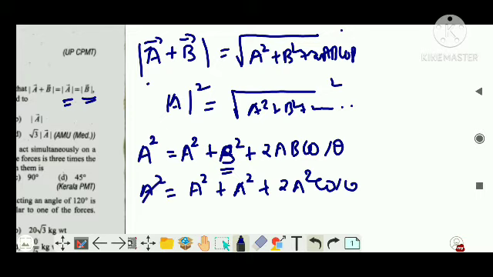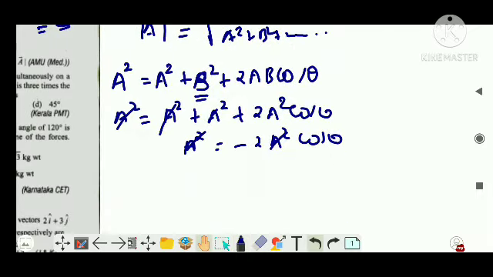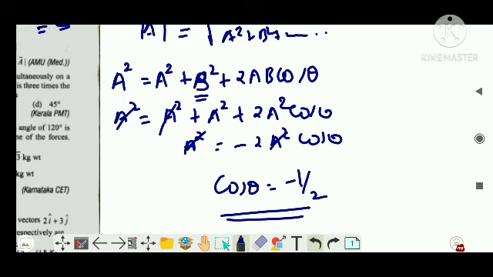So one a squared can go over that side and cancel out, so that a squared is equal to minus 2a squared cos theta. Now this a squared cancels out, right? So I will get cos theta is equal to minus 1 by 2, right? Clear? And what is cos inverse minus 1 by 2? It is 120 degrees. Clear?